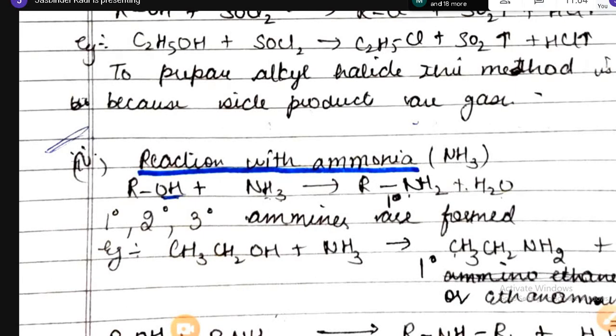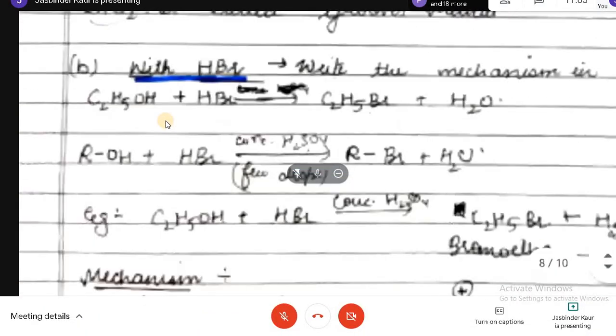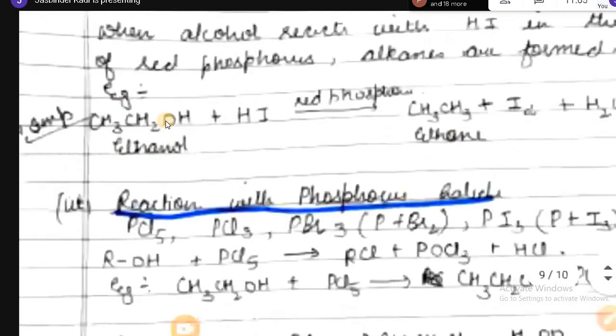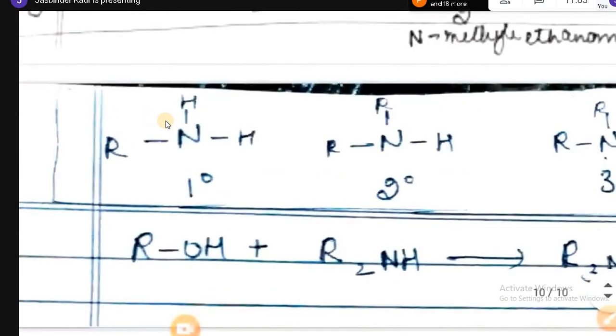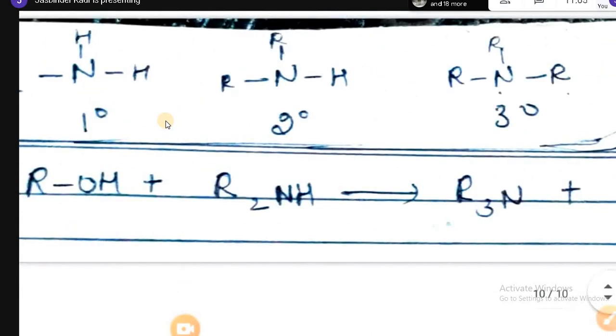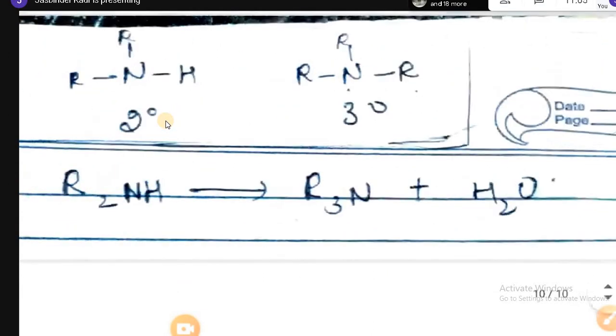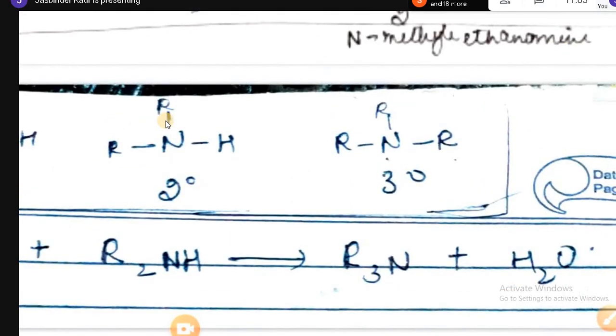And the next will be the reactions in which and similarly alcohol with secondary amine gives tertiary amine and water. So these are the reactions of the group in which the OH group is replaced.